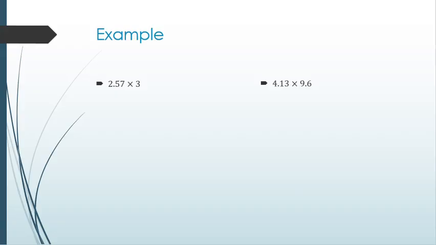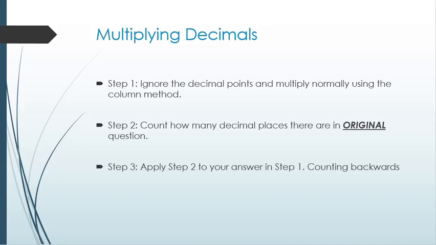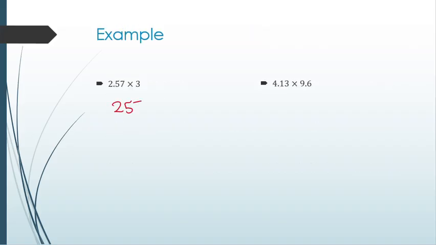So I got 2.57 times 3. So just following based off step 1, I'm just going to ignore the decimal points for now and just multiply normally. So what I would write is 257 times 3, just like that. And now you're going to find the answer to this, okay? So 7 times 3 is 21. Put the 1 here, carry the 2. 5 times 3 is 15 plus the carry 2 gives me 17. So put the 7 here, carry the 1. And then I've got 2 times 3, which is 6, plus the carried 1 gives me 7. So my answer so far is 771.